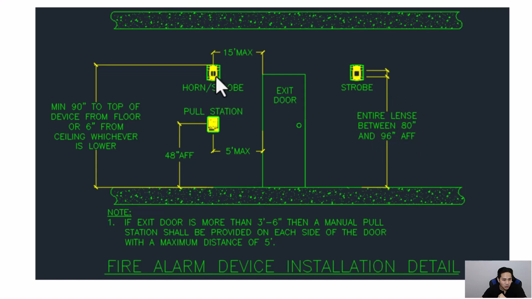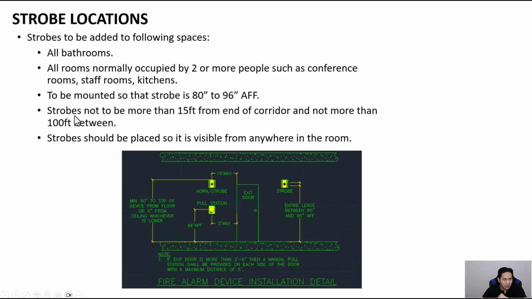And the strobes here, which could be a part of a horn strobe, should be 15 feet max from the end of a corridor and not more than 100 feet between. But in this case, in this diagram, we show it to an exit door. So you have to make sure that it complies with generally both of those rules here.